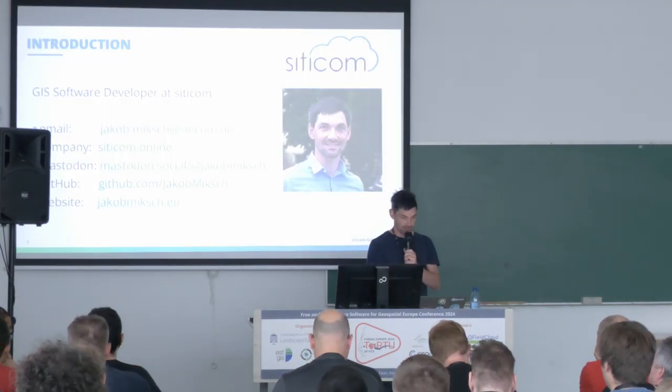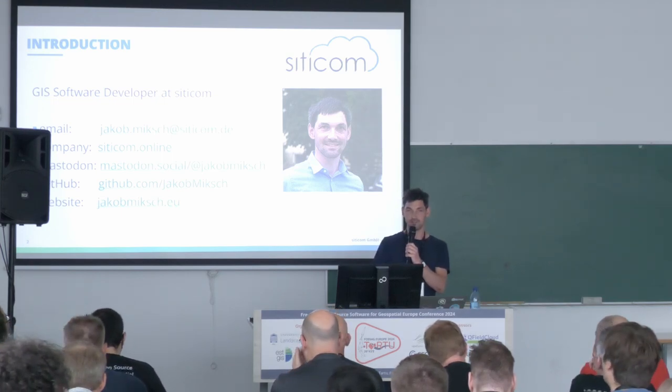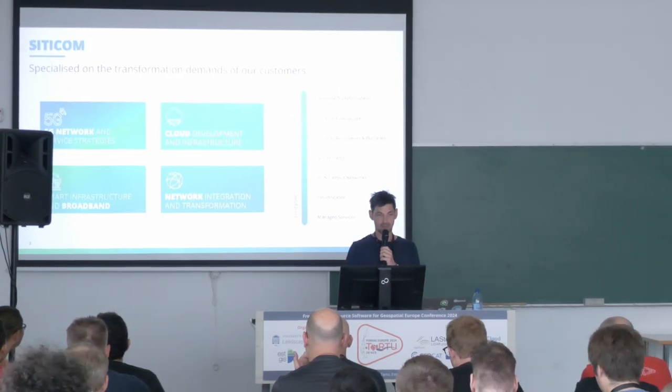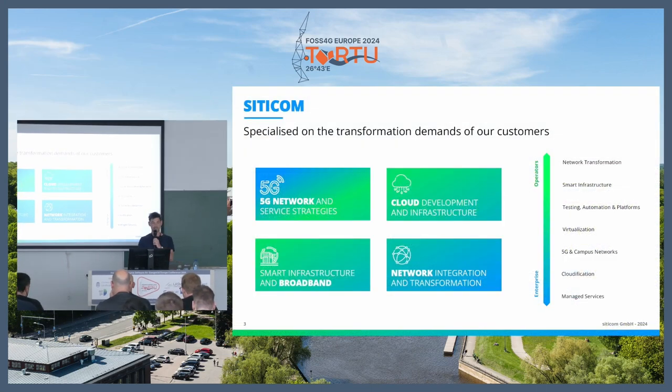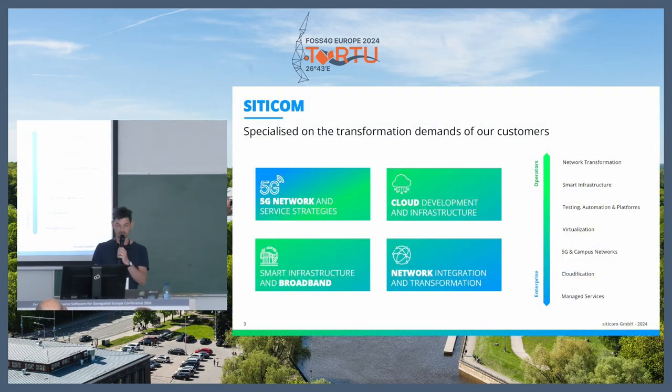So just quickly about me. My name is Jakob Miksch. I'm a software developer at the company Citycom. We do all kinds of telecommunication solutions, and my department is about broadband, fiber internet, and smart infrastructure.